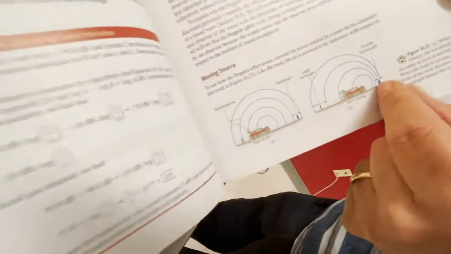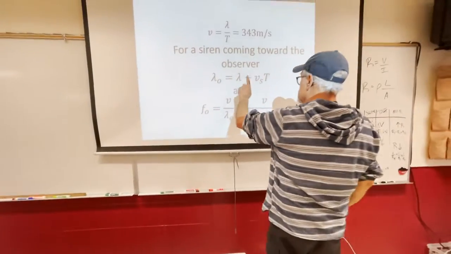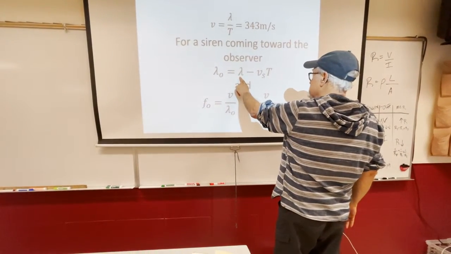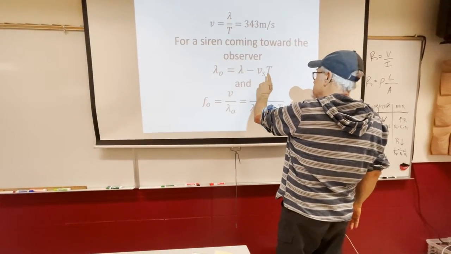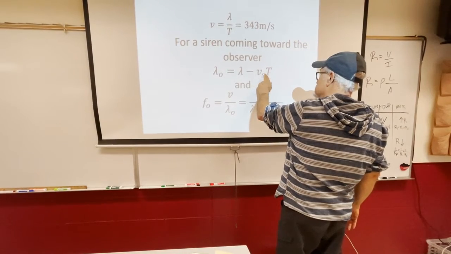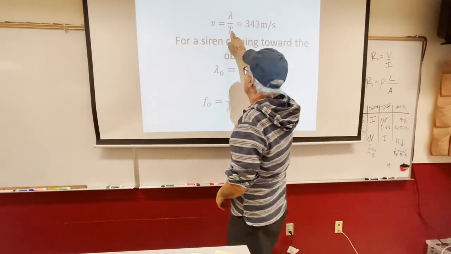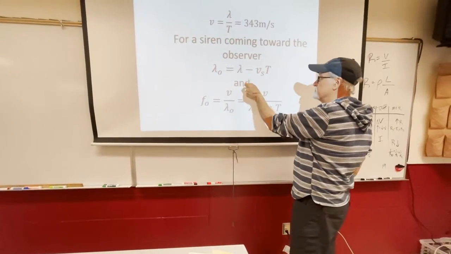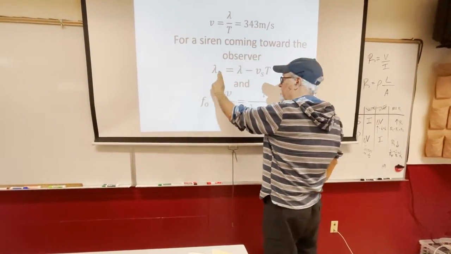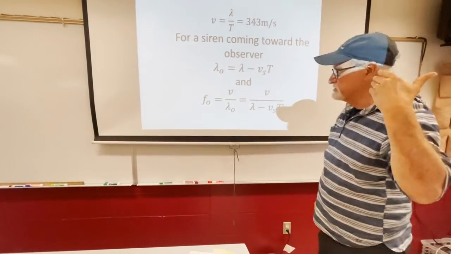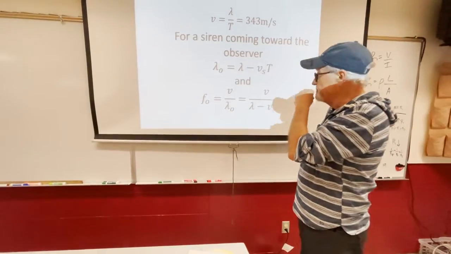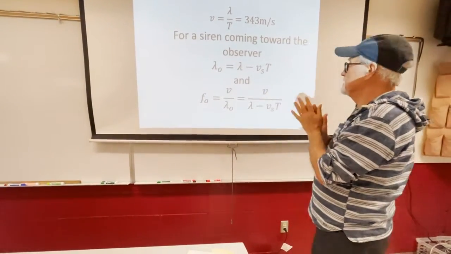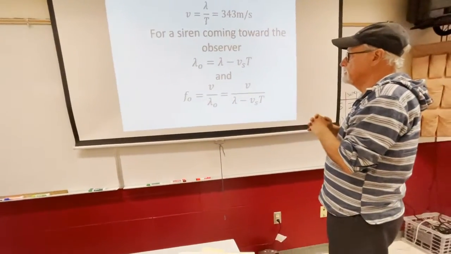So you get this shorter wavelength. And how do you establish what that is? Well, it's the wavelength of the source minus the velocity of the source times the period. The wavelength is velocity times period. So that's the difference, and that's the wavelength that the observer hears. Got it. That makes sense. It's just some subtraction and then substituting an equation in there.